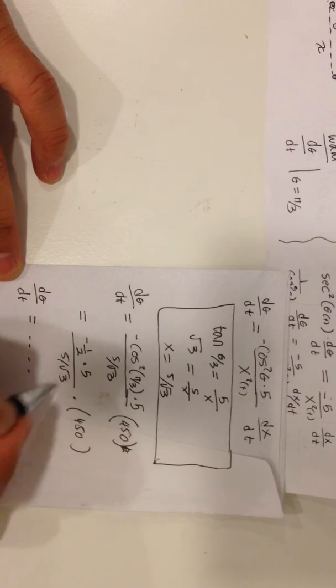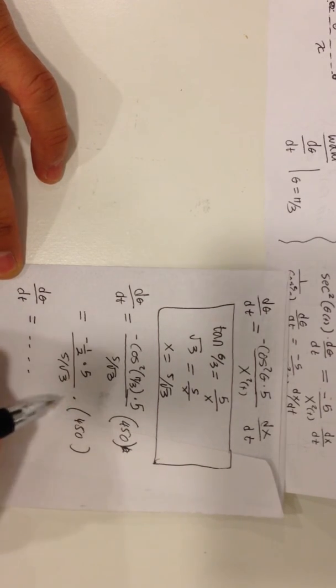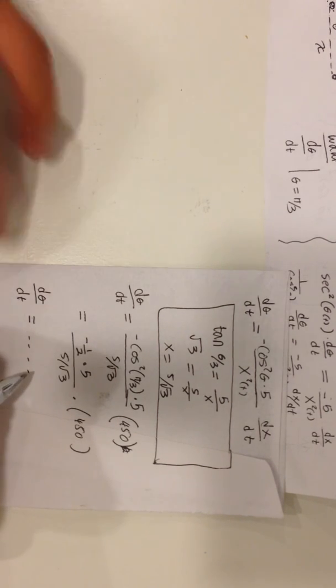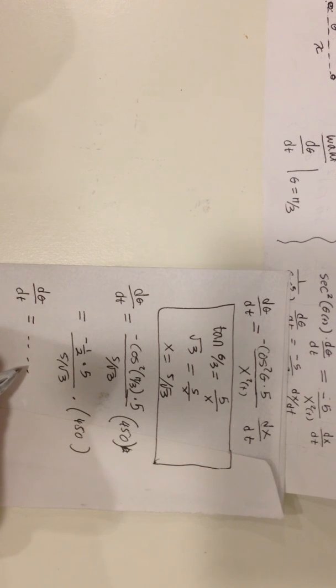That product is how fast the angle is changing when the plane is at exactly π over 3 of the angle.